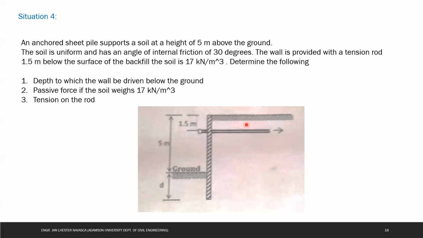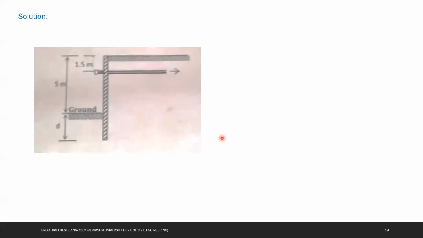Number one, the depth to which the wall be driven below the ground, which is this unknown variable D. Kung gaano daw kalalim yung ibabaon ng sheet pile. Number two, passive force if the soil weighs 17 kilonewton per cubic meter. And what is the tension of the rod? Okay. So for this example problem of anchored sheet piles, okay, ganito lang yung pag-solve dito.